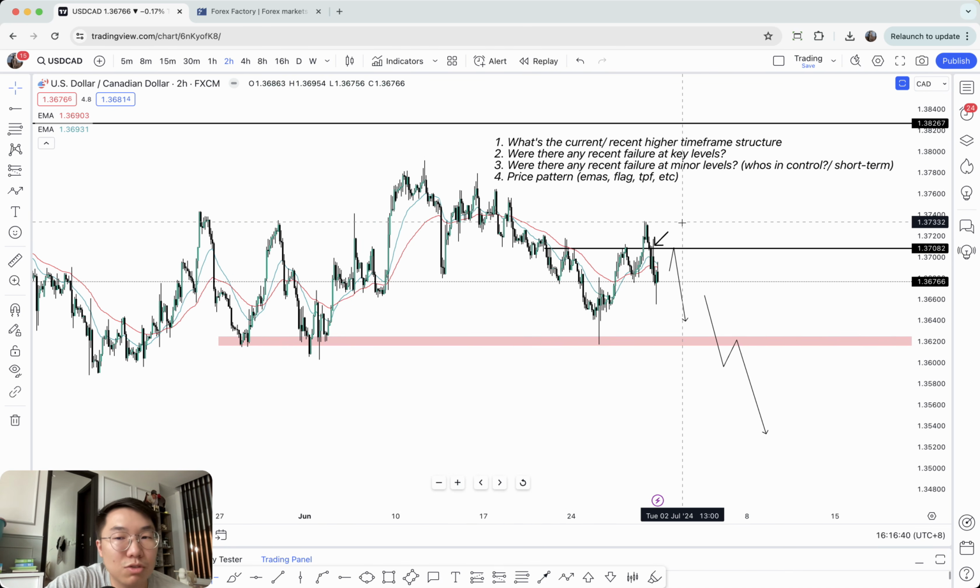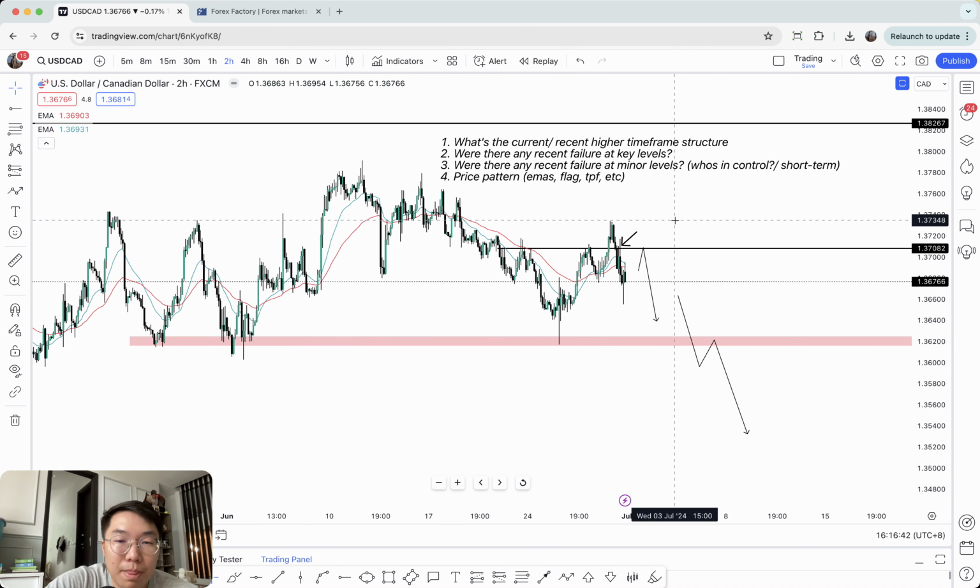I hope it makes sense to a lot of you. This is something that I normally do. It's my whole thought process on how I filter out the direction, who's in control, and the exact price pattern I should be utilizing to trade the current condition. Because we have patterns like flag, TPF, lots of patterns that we trade inside the community, but do you know how to use them in the right context? That's the question, right? By going through this thought process, what's the higher time frame structure?